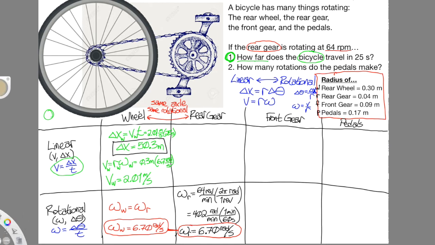So, let's go the other direction now. So in orange, now we want to figure out how many rotations the pedals make in that 25 seconds. I'm going to need a little more space over here at the very end, so I'm going to make a little more space.